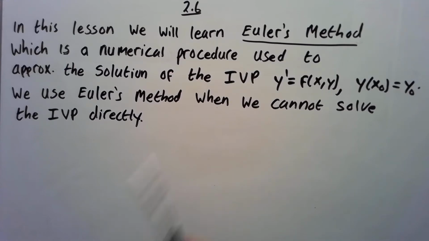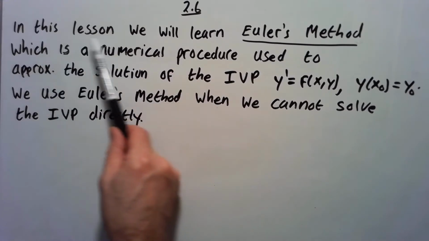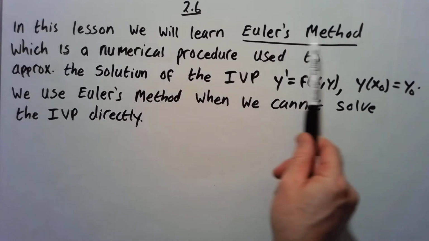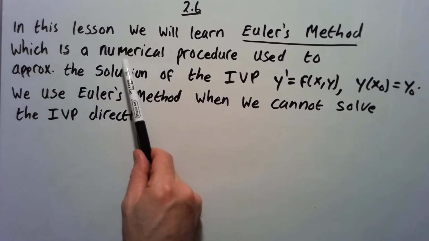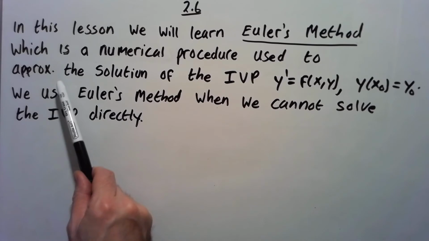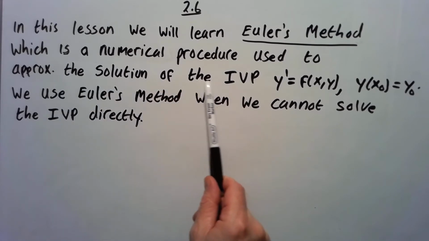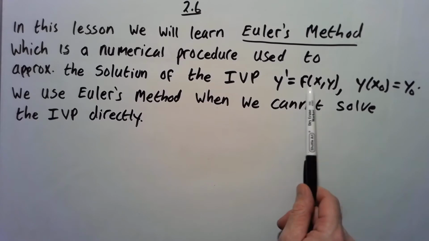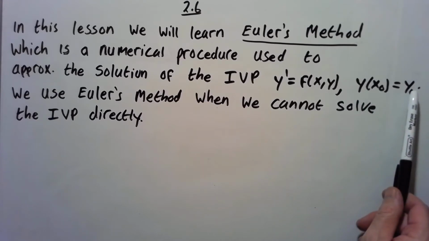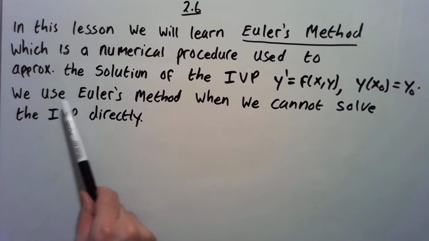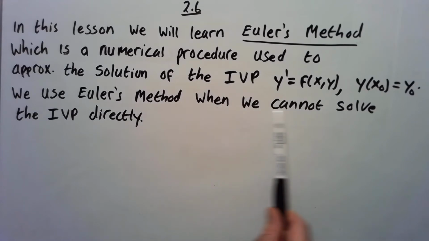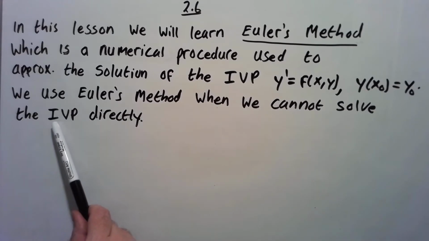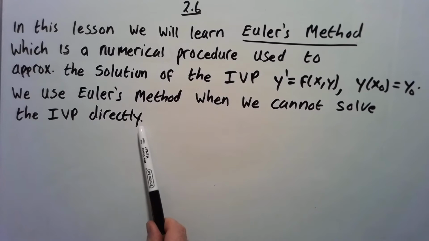Okay, let's take a look at section 2.6. So in this lesson we will learn Euler's method, which is a numerical procedure used to approximate the solution of the initial value problem y prime equals some function of x and y with some initial condition. So we use Euler's method when we cannot solve the initial value problem directly. Okay, so let's look at the idea here.